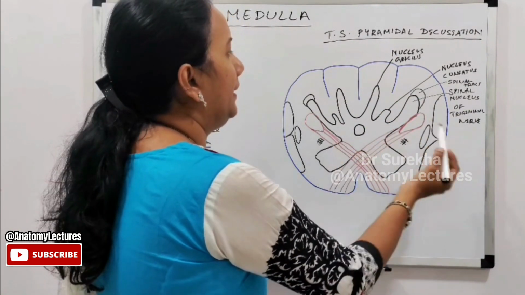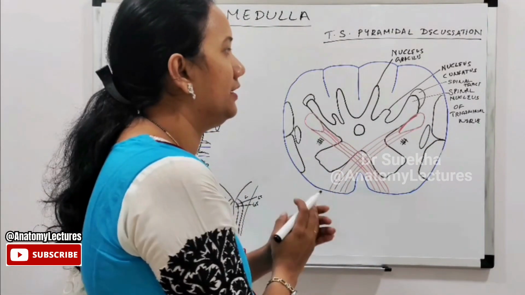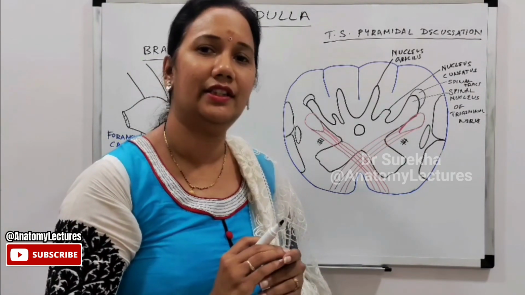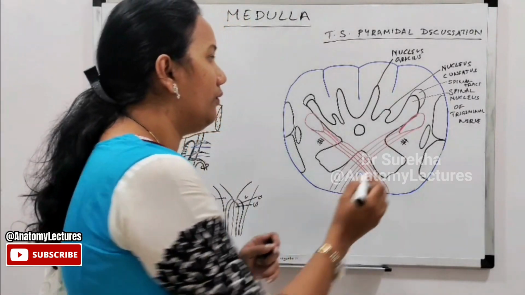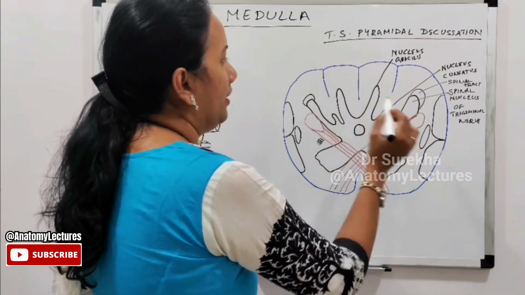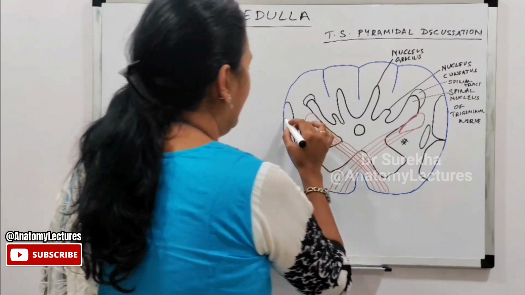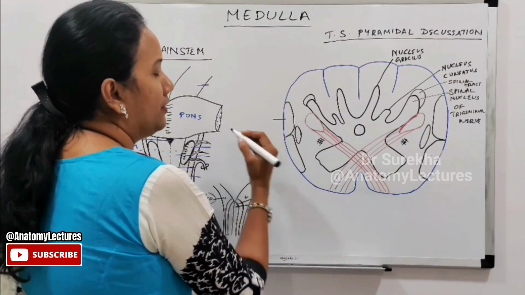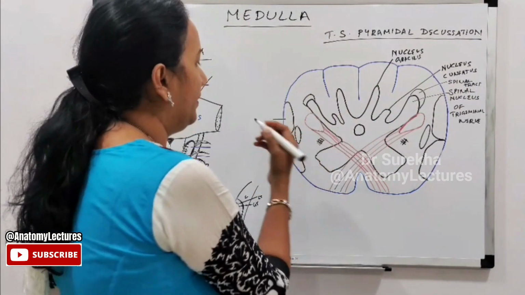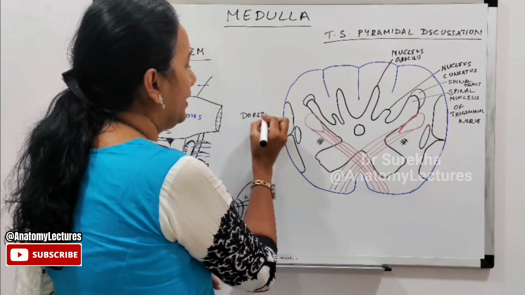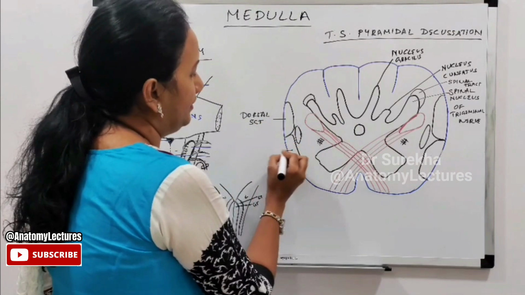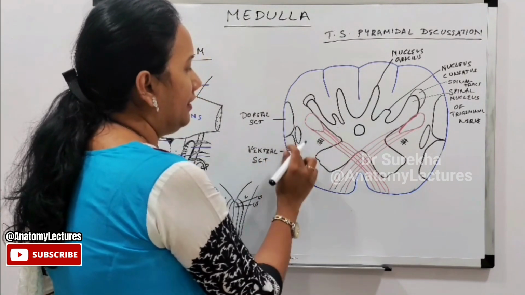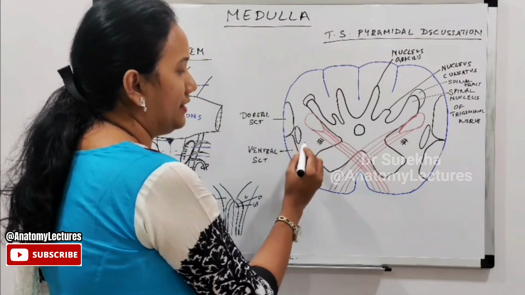Now we will have a look at the white matter. What is present in the white matter? As you all know, within the white matter we will have fibers, and within the grey matter we will have nuclei. So what is present in the white matter of the medulla? You can see two tracts over here. These are referred to as the spinocerebellar tracts, which extend from the spinal cord to the cerebellum. This is the dorsal spinocerebellar tract, and this is the ventral spinocerebellar tract. And then medial to that you see one more tract which is present.